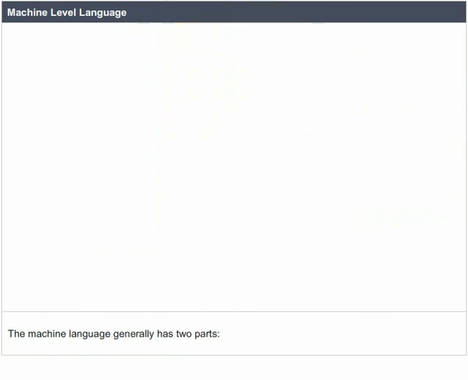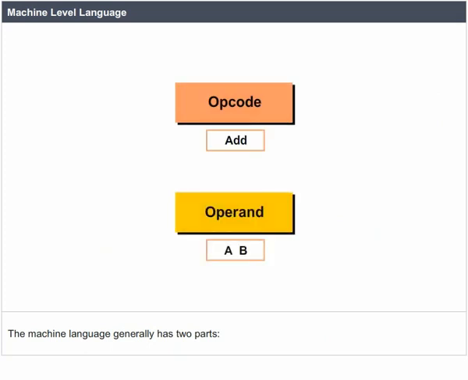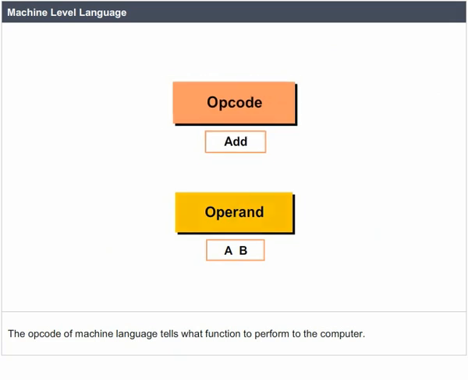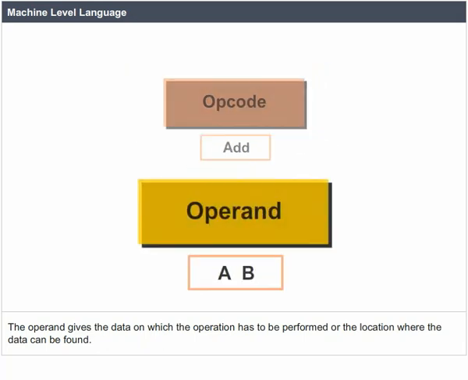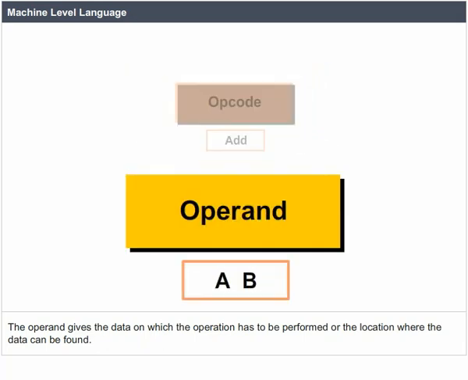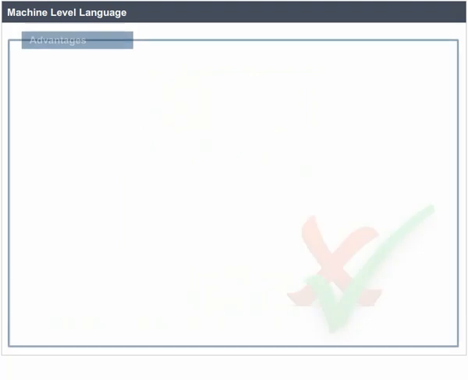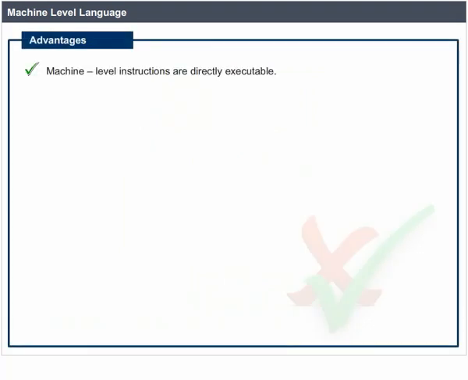The machine language generally has two parts: opcode and operand. The opcode of machine language tells the computer what function to perform. The operand gives the data on which the operation has to be performed or the location where the data can be found. Advantages. Machine-level instructions are directly executable.